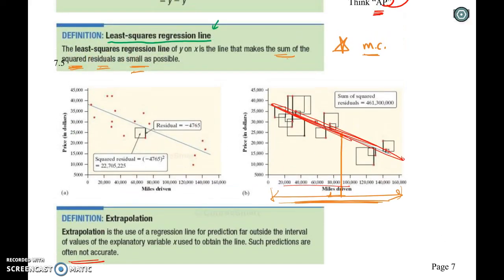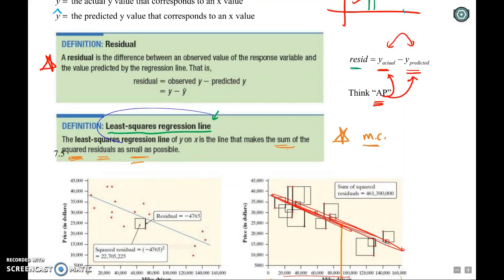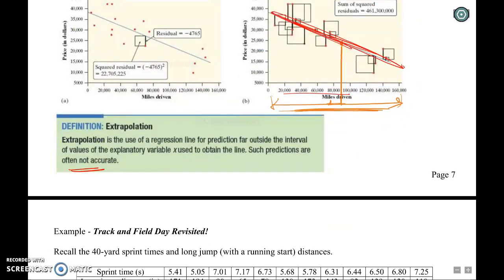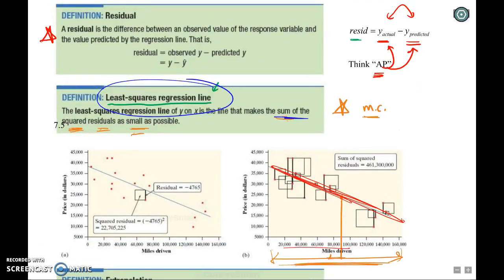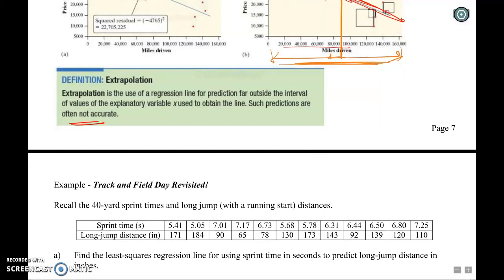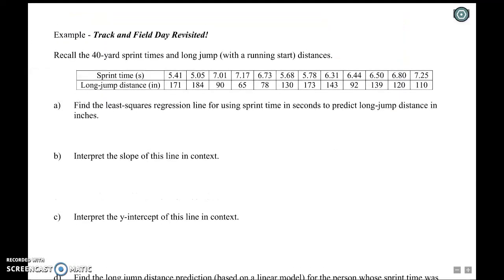Okay, so we kind of laid the foundation for the least squares regression line in the last video. Make sure you know this definition, please. So let's revisit the track and field data that we talked about a couple times before. This is the 40-yard sprint times and long jump distances for some stat kids or something. So let's find the least squares regression line.